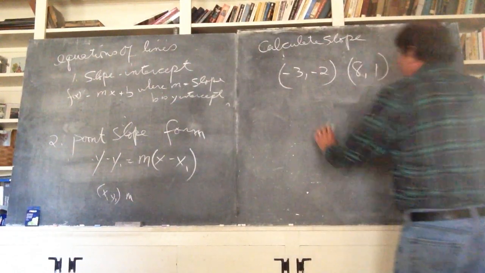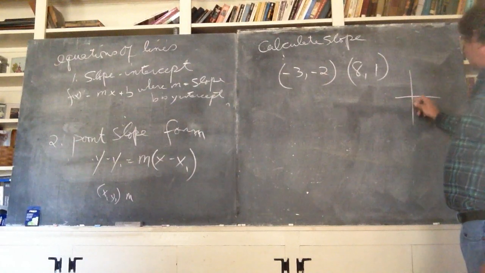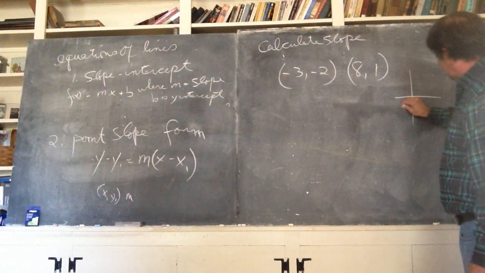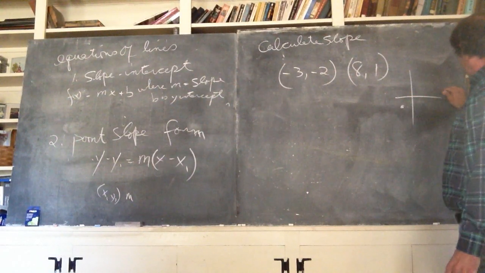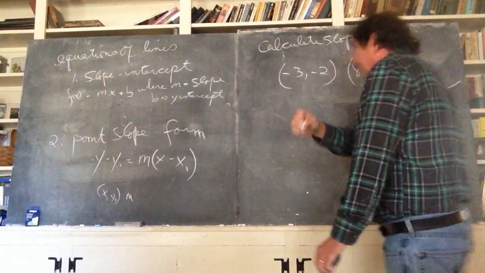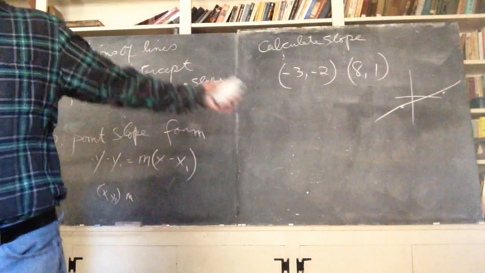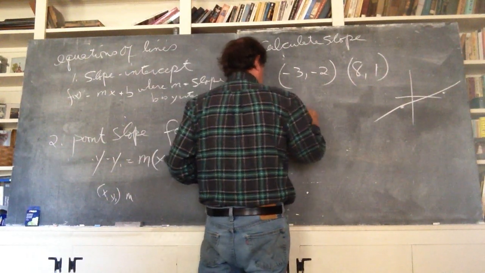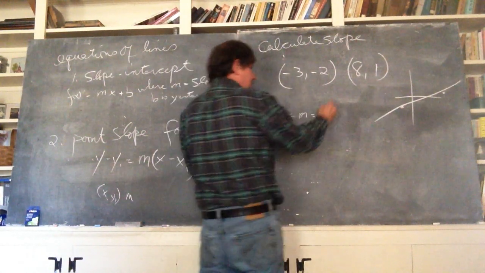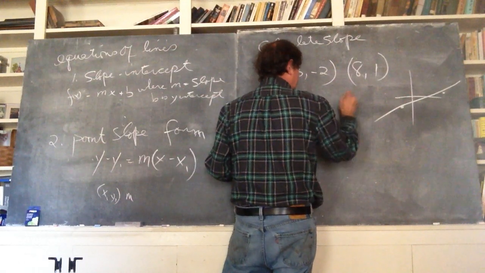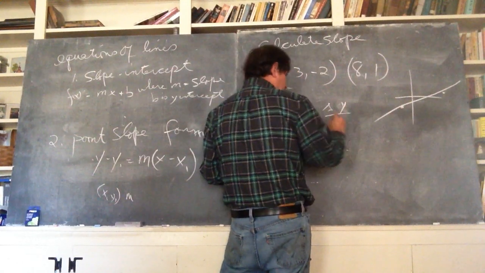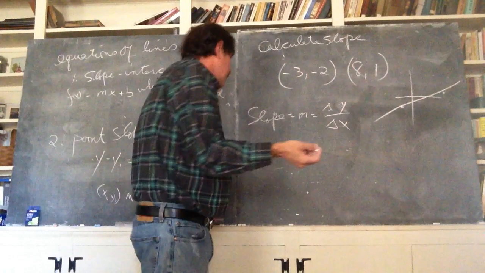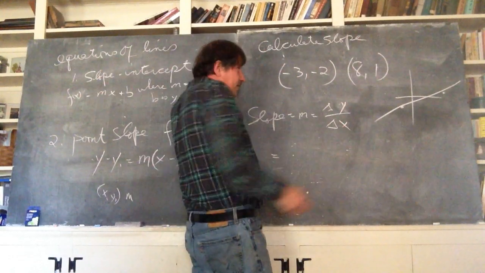(3, -2), that's one, two, three, one, two, down here. (8, 1), up there. There's the line. And all we want to do is calculate the slope. Slope is change in y's over change in x's. Whoops. Change in the function over the incremental change in the domain, which in this case is the change in y's.